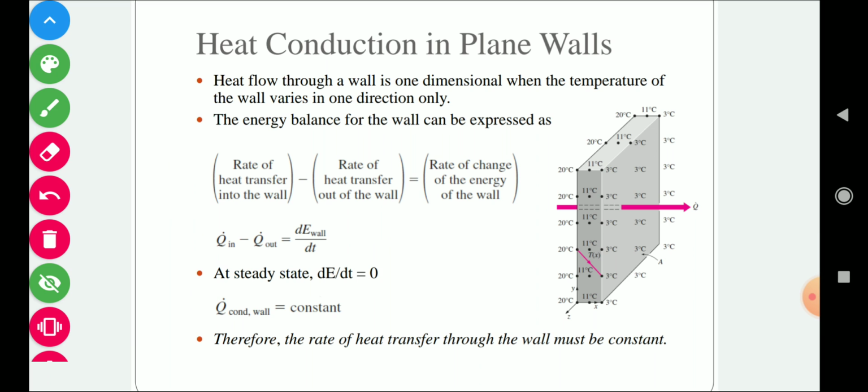Now this special case is that if we have steady state condition, then at steady state the rate of accumulation of energy in the wall will be equal to 0. So this term will be equal to 0. At steady state condition, the rate of accumulation of energy will be 0, so this dE wall by dt equal to 0. In that case, this whole quantity will be equal to 0 because the right hand side will be 0. So finally we can say this Q in will be equal to Q out, and finally we can say this Q is equal to constant. Therefore, the rate of heat transfer through the wall must be constant at steady state condition.